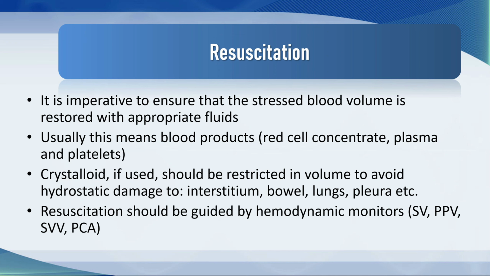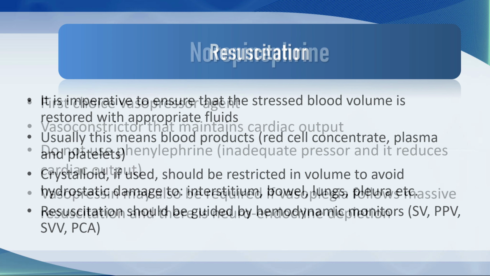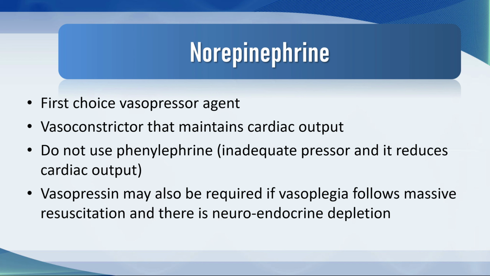It is imperative to ensure that the stress blood volume is restored with appropriate fluids, and that means blood products. Crystalloid, if used, should be restricted in volume to avoid hydrostatic damage to the interstitium, the bowel, the lungs, the pleura, etc. And resuscitation should be guided by hemodynamic monitors using stroke volume, pulse pressure variability, stroke volume variability, pulse contour analysis. Norepinephrine is absolutely the first choice agent these days.